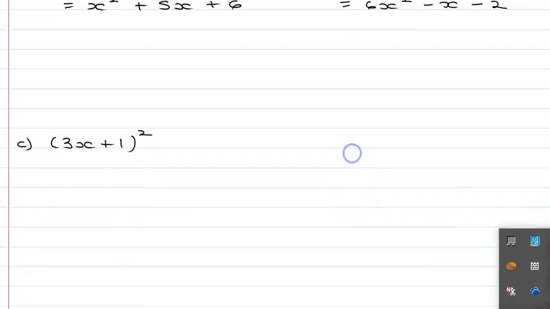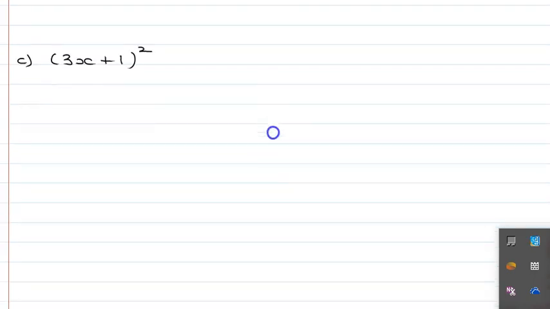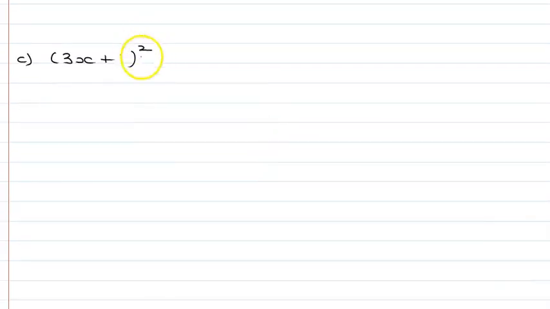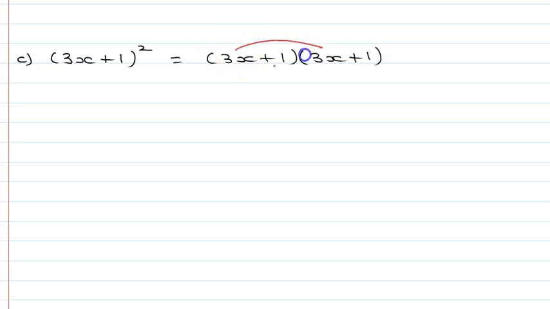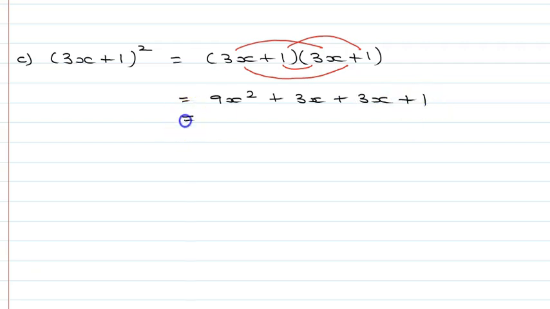Let's move on to the last example, where we've got 3x plus 1 all squared. What you need to understand is that when something's squared, it means it's multiplied by itself. So essentially, we can write this as 3x plus 1, all multiplied by itself, 3x plus 1, which gives us a double bracket. So I'm going to go first, outer, inner, last, giving me 9x squared plus 3x plus 3x plus 1, which, simplifying, gives me 9x squared plus 6x plus 1.